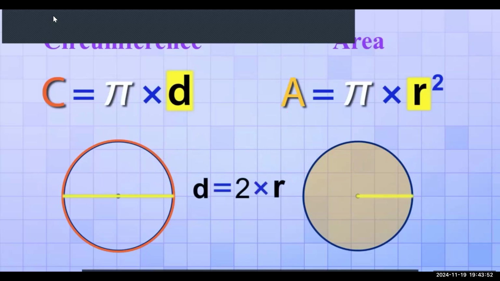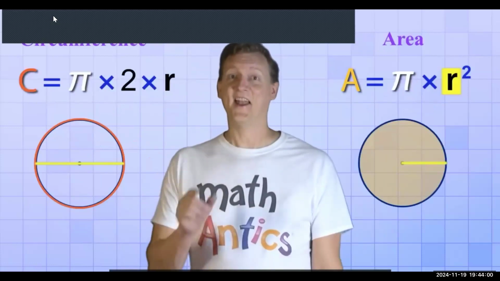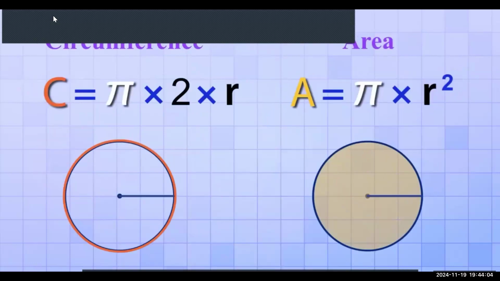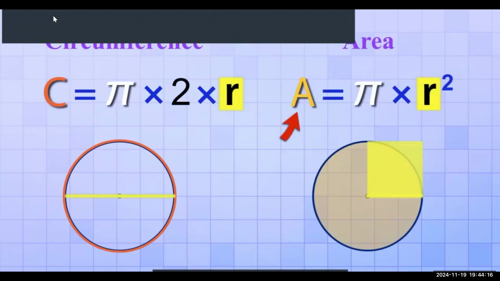So we could rewrite our formula for circumference like this. Circumference equals pi times 2 times r. Now you see why it's so easy to get confused. To find the circumference, you take the radius and double it. Then you multiply by pi to get the final answer. But for area, you don't double the radius, you square it. And that's a very important difference.